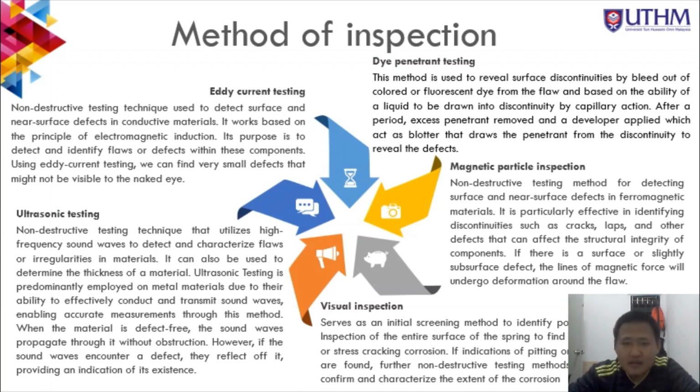And lastly, visual inspection. It serves as an initial screening method to identify potential areas of concern. The entire surface of the spring is inspected to find any indication of pitting or stress cracking corrosion. If indications of pitting or stress cracking corrosion are found, further non-destructive testing methods may be employed to confirm and characterize the extent of the corrosion.